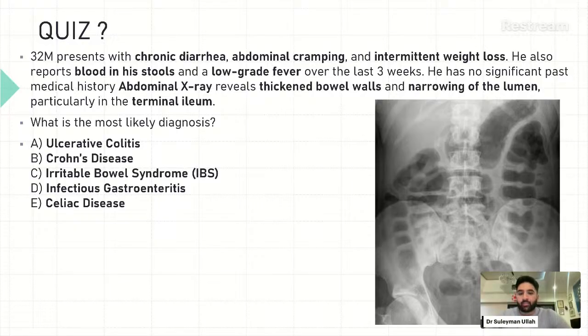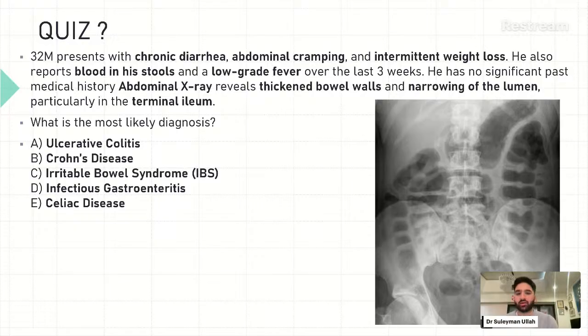Okay, so the key thing to note in this is the clinical history. It's really, really important. Although this is particularly about anatomy and imaging, it's really important to get a comprehensive history. So the patient has chronic diarrhea, intermittent weight loss, blood in the stool, and a low-grade fever. So those four things. Abdominal pain can be general. It's not going to differentiate between different conditions. But chronic diarrhea, intermittent weight loss.